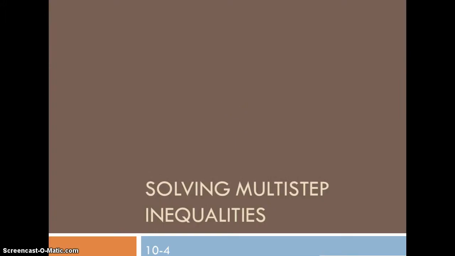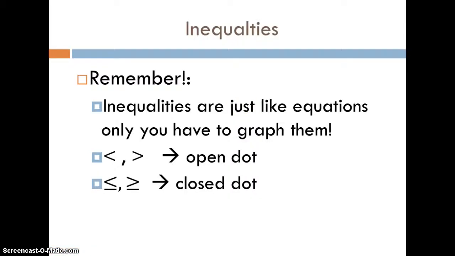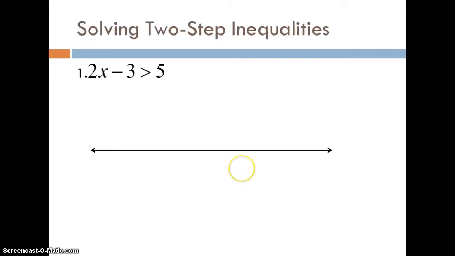All right, now we're going to be solving multi-step inequalities. Same thing we've been doing, but now we have the greater than, less than, and equal to signs. But we're still doing the same thing as well. We will be graphing these. So in this one, 2x minus 3 is greater than 5. So we still want to do the same thing.